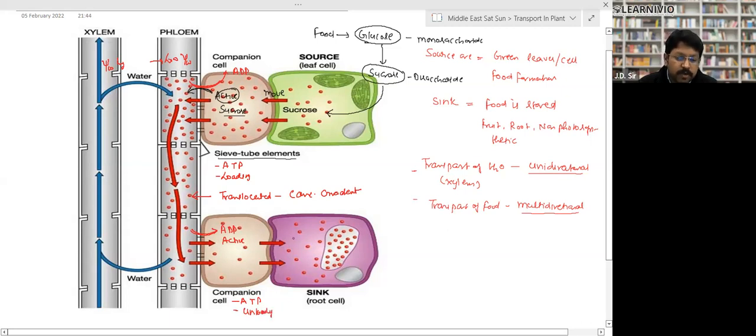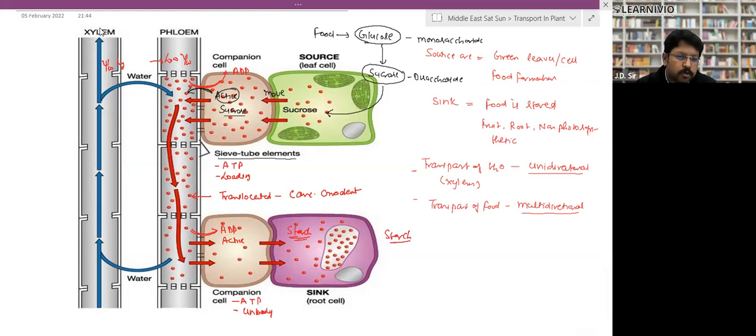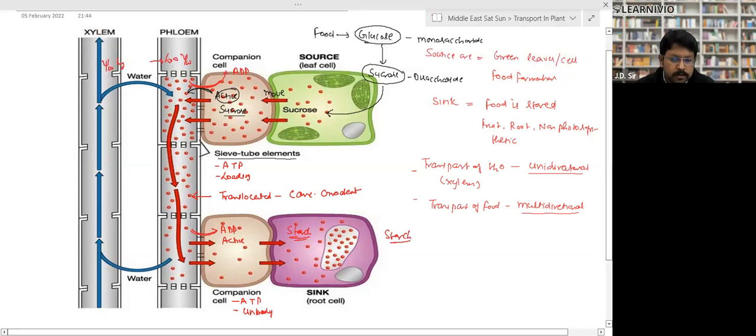When food reaches the sink or the root cell, it changes into starch. Now, what is starch? Starch is a type of polysaccharide, as it is insoluble in water. Now the water gets separated from the starch.